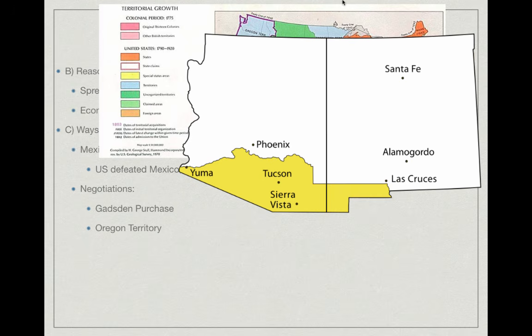Also, the Oregon Territory, up here, the U.S. settled with Britain along the U.S.-Canadian border, and they established the boundary at the 49th parallel.